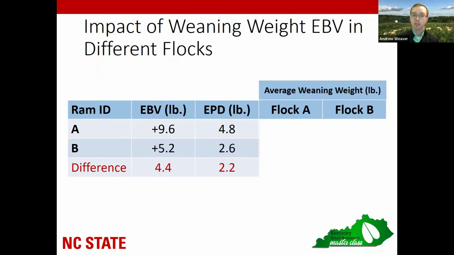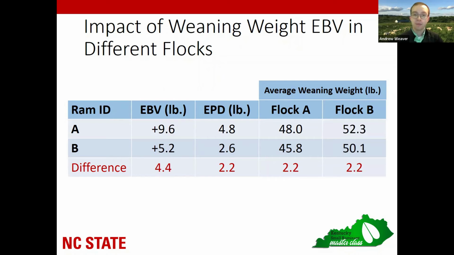So we're going to take these two rams and utilize them in two different flocks. So we have flock A and flock B. We use both of these rams to breed ewes in each one of these flocks. In flock A, the progeny of ram A average 48 pounds at weaning. The progeny of ram B average 45.8 pounds at weaning. The difference being 2.2 pounds.